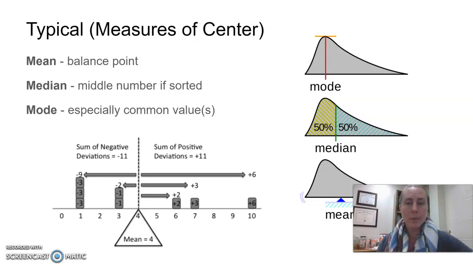The mode is the number that occurs the most. It's usually the first one we see when we look at a data set. The mode is unique because there can be one mode, multiple modes, or no mode, whereas for the mean and the median, there will always be one of each.